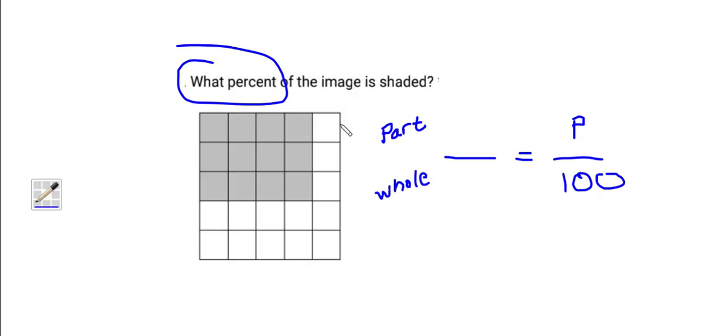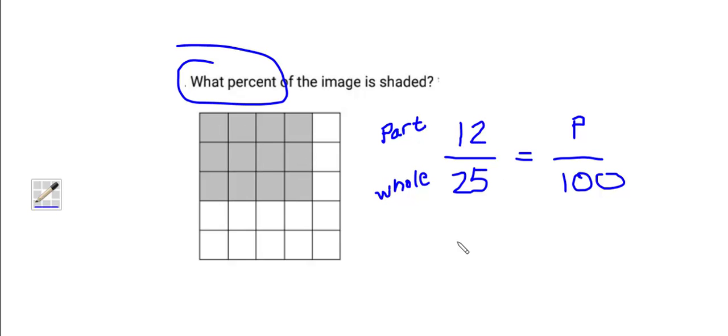All right, now if we figure out what the all of it number is here, 1, 2, 3, 4, 5 squares going that way, and 1, 2, 3, 4, 5 squares going that way, the all of it number is 25. Now let's figure out how many they have shaded. 1, 2, 3, 4 by 3, so there's 12 shaded squares here.